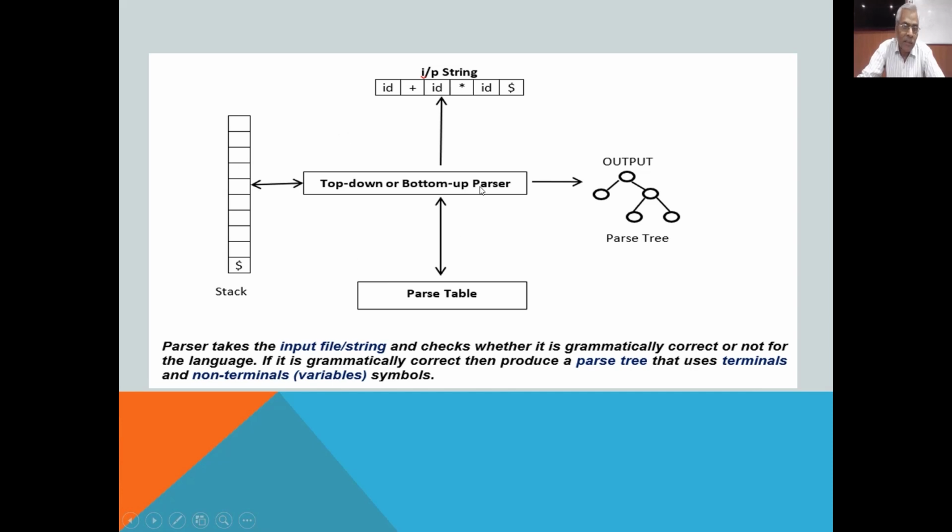Here, the work of the parser is that it takes the input string, I mean this string, and checks whether it is grammatically correct or not for the language. If it is grammatically correct, then it produces a parse tree like this that uses terminals and non-terminal variable symbols.